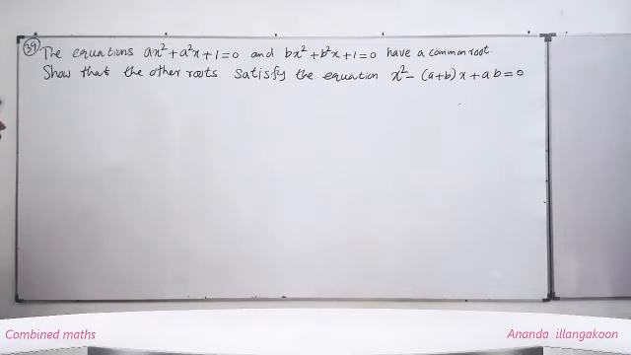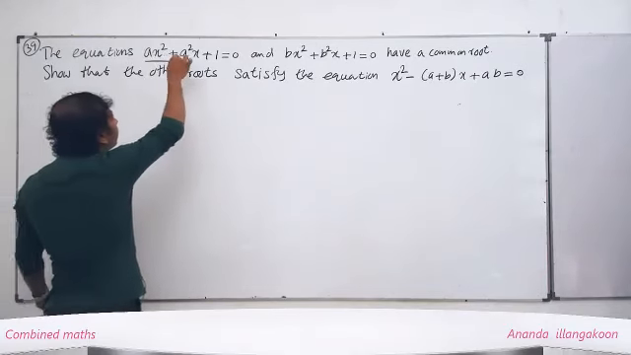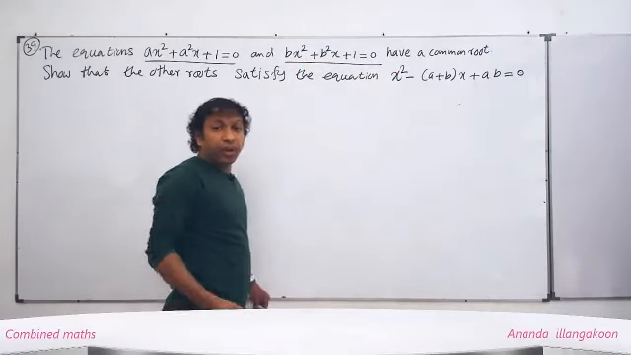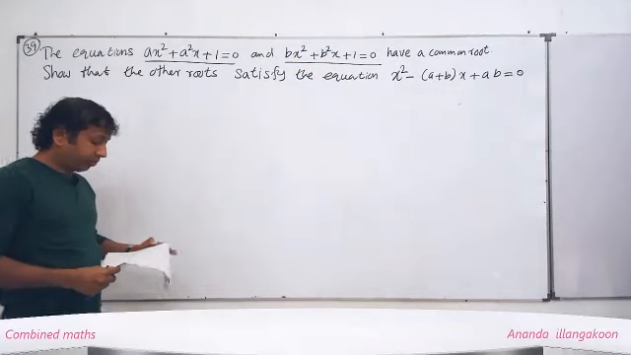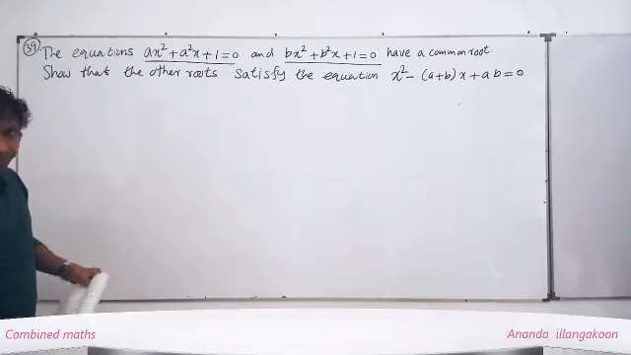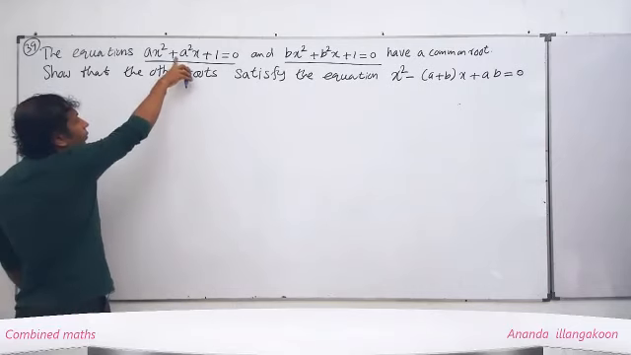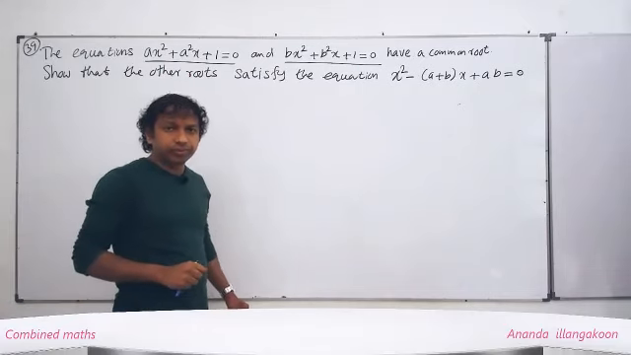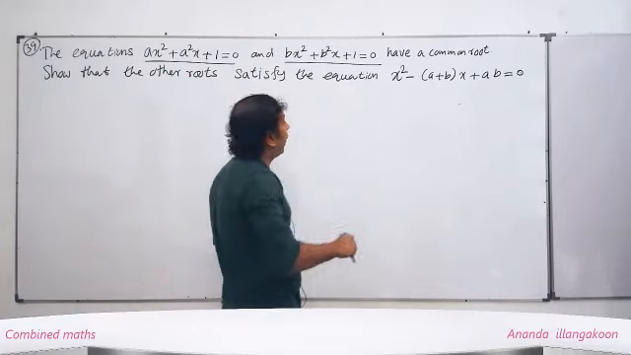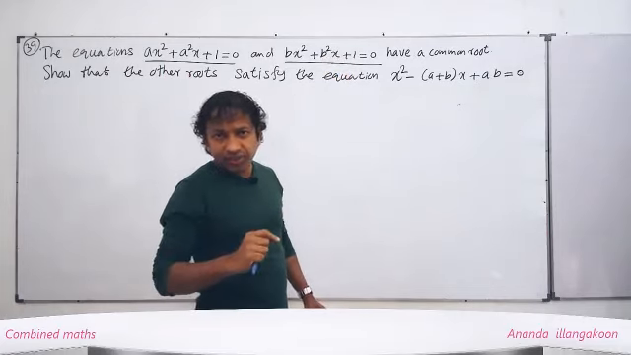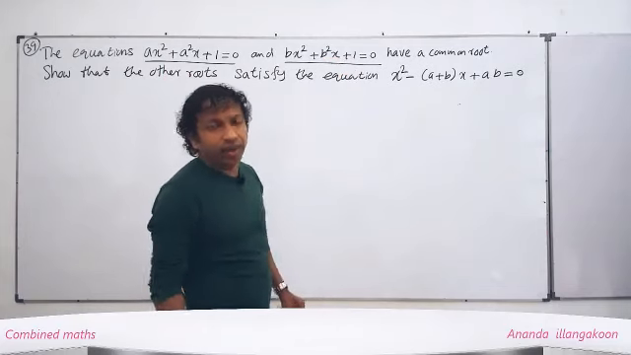Right, people, now we are given this quadratic equation and this quadratic equation have a common root. Then I am going to assume the two roots of this as alpha, beta, and the two roots of this as alpha, gamma. Then what is the common root? Alpha. We'll assume like that.